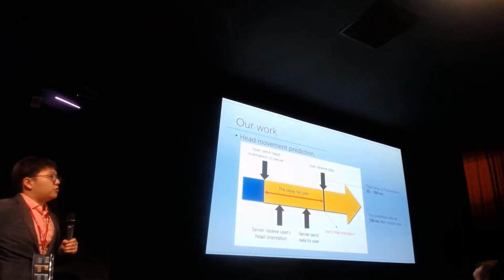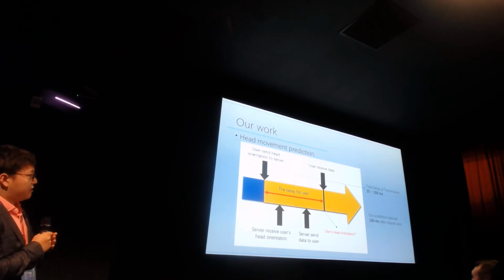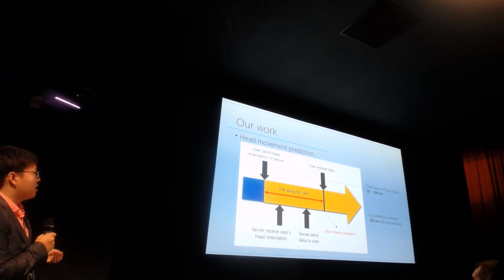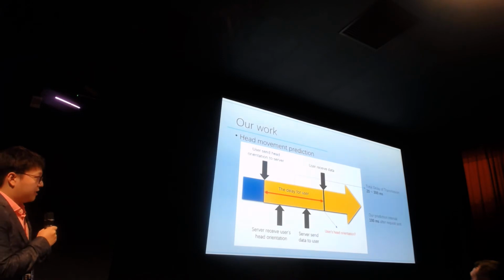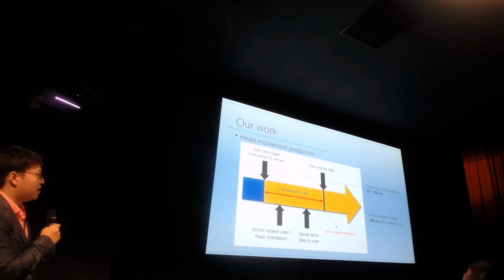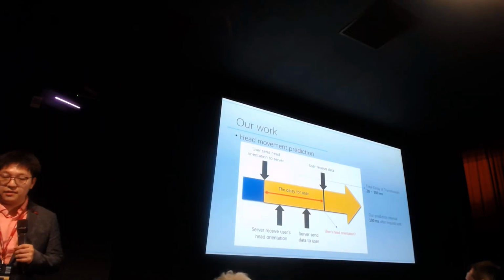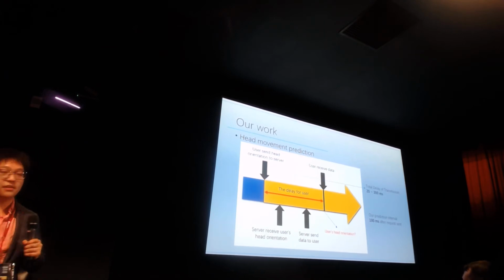There are two important parts in our work. First is the head movement prediction. We do this because there's a delay of transmission between the request sent by the user and the data received by the user, and the delay should be 20 to 300 milliseconds. So we set our prediction interval at 100 milliseconds after a request is sent. This aims to eliminate the difference between the change of head orientation and the data of the video.